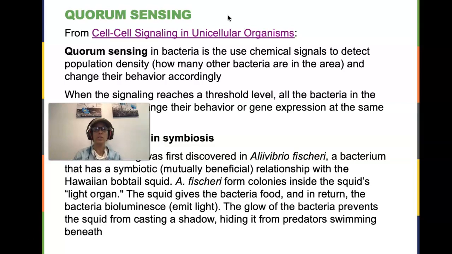Now, unicellular organisms are not voting on academic practices, but they are sensing their environment and being able to respond as an entire population, as opposed to individuals in that population, to environmental conditions.